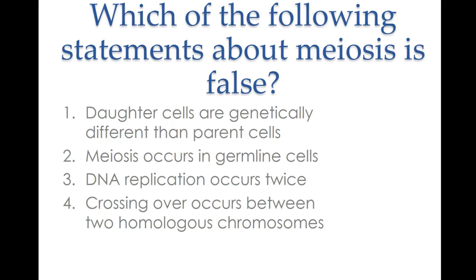Comprehension check. Which of the following statements about meiosis is false? Daughter cells are genetically different than the parent cells. Meiosis occurs in germline cells. DNA replication occurs twice. Crossing over occurs between two homologous chromosomes. This one's a little tricky. It's actually number 3, DNA replication occurs twice. There's only one replication event here, and that happens in interphase before meiosis 1. That's the only time we replicate our DNA. We don't need to do it twice, because remember, we're trying to get half as much genetic information, not double the amount of genetic information.